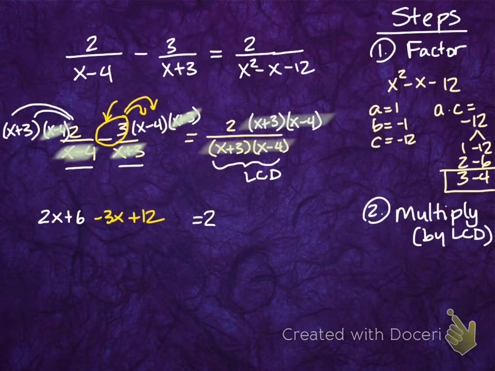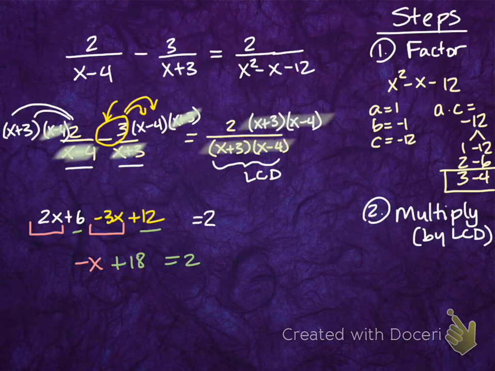We're happy about this. So now we've got to combine all of our like terms. Over here we have a 2x and a negative 3x. Well, 2 minus 3 is negative 1, so this gives us negative x. Then we have a positive 6 and a positive 12, so that's plus 18 equals 2. And we're solving for x, so we want to get the x on one side of the equals and all the numbers on the other. So let's subtract our 18. So we get negative x equals negative 16.